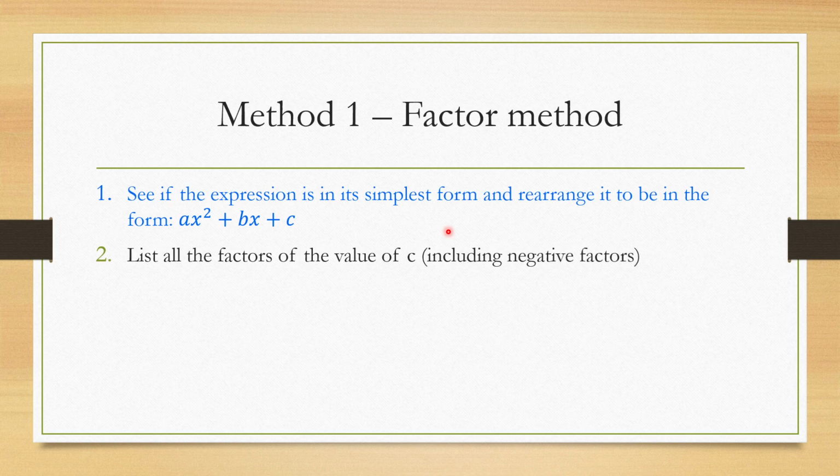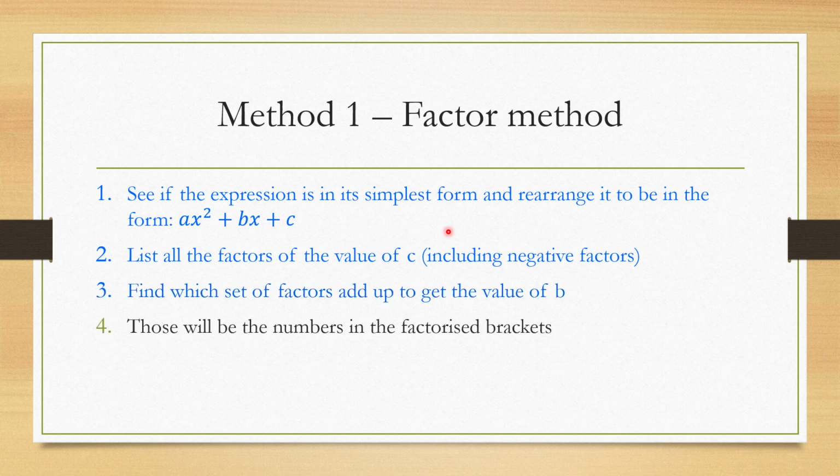Next, list all the factor values of c, including negative factors. Some of you are not entirely sure what I mean by negative factors, but factors are just parts of the numbers that are being multiplied together. I will show you how to use the negatives clearly in the next slide. So find which set of factors add up to get the value of b. Then those will be the numbers in the factorized brackets.